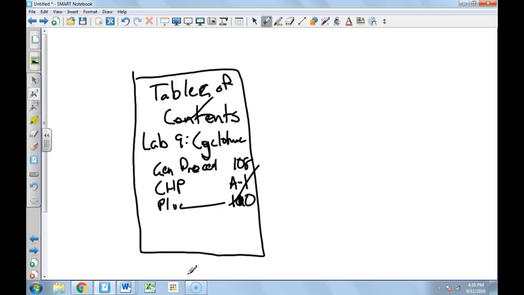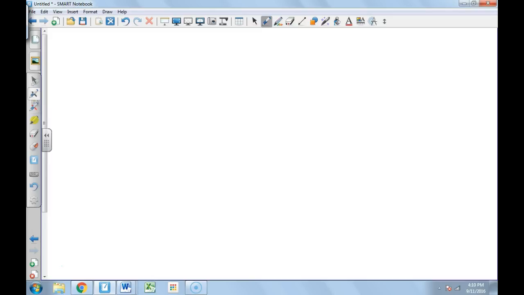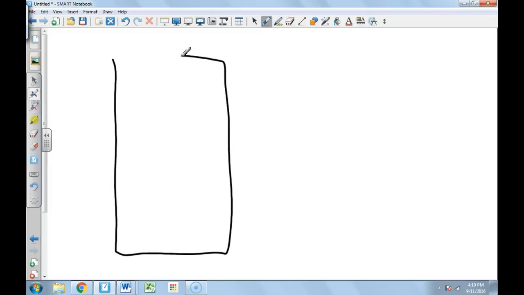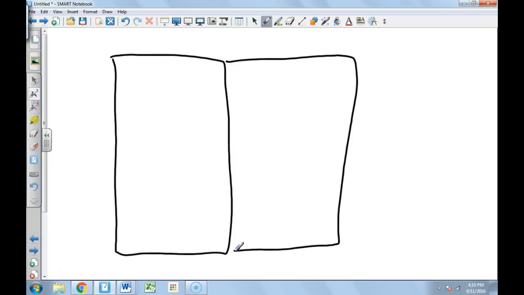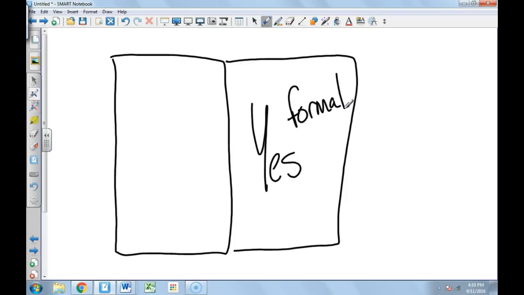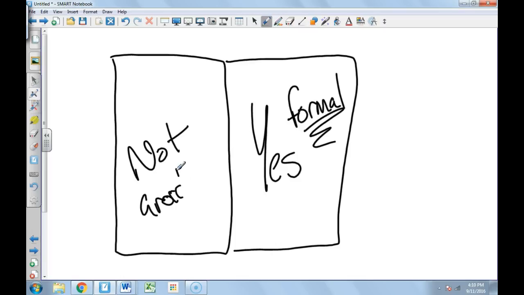Okay, a couple other things that you need to keep in mind. When you do a lab, the lab notebook opens to here. You only use the right side to write anything that's going to be graded. That's the formal side of the lab. This side will never be graded. You can use it for scrap paper, but this side is not ever graded.